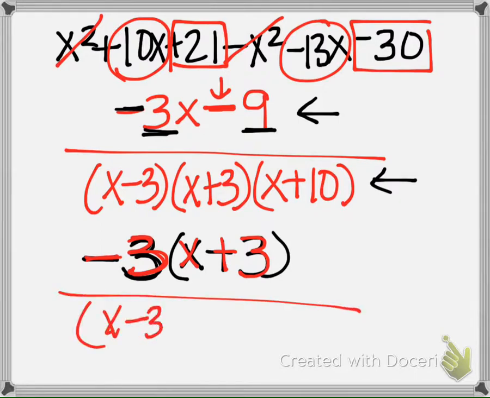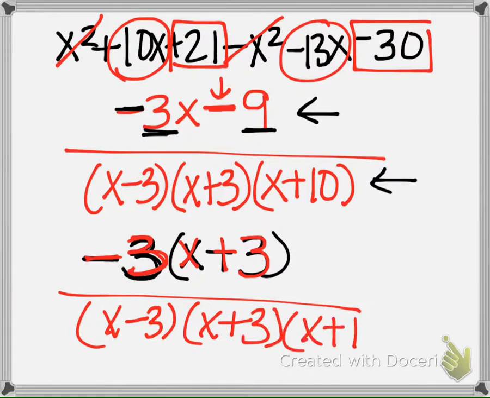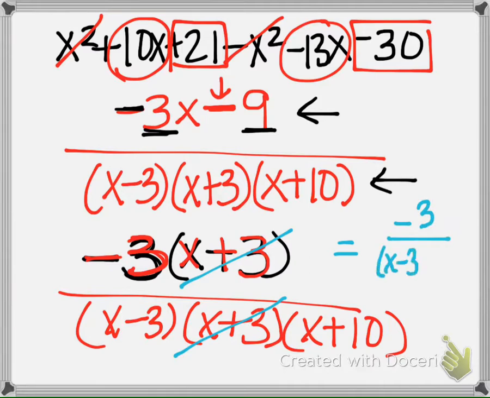And now that we've factored it, we can see that it can be simplified because we can cancel out the positive 3's, the x plus 3's. So our final answer would be negative 3 over x minus 3 times x plus 10.